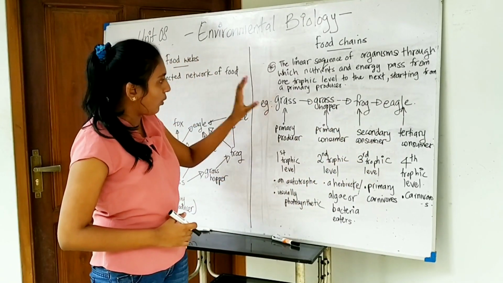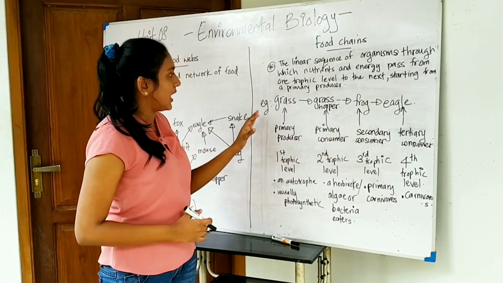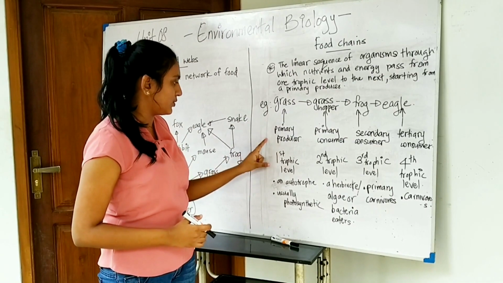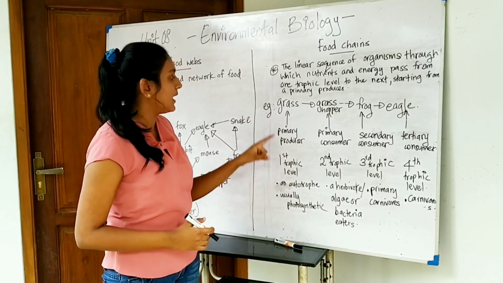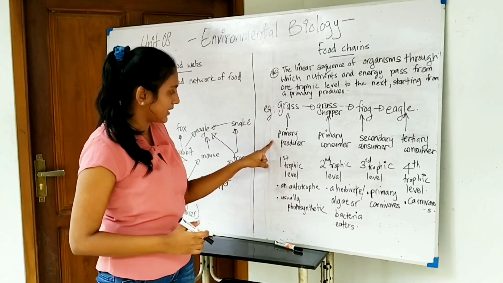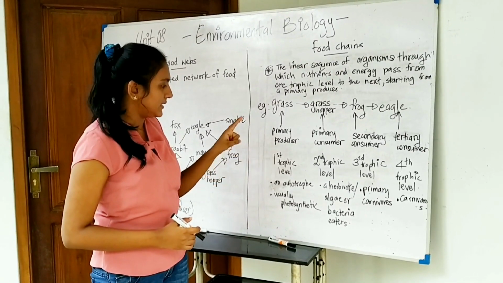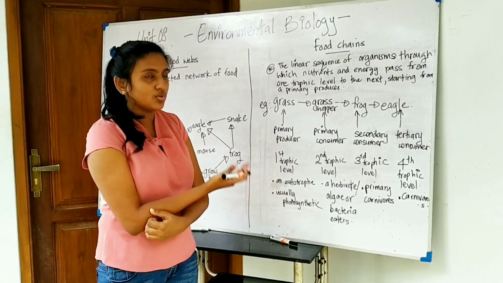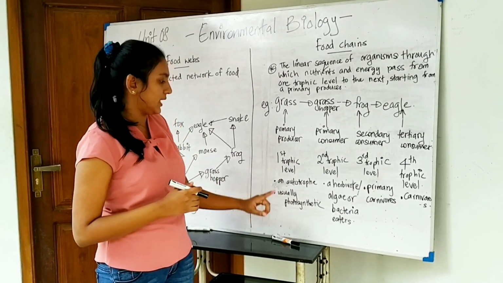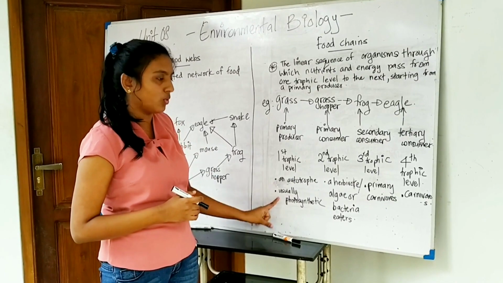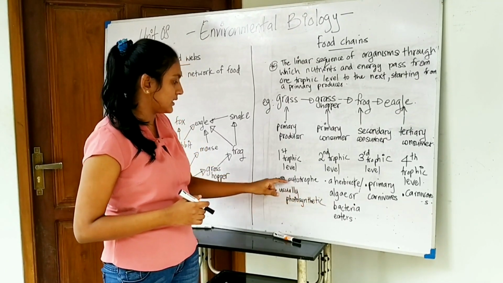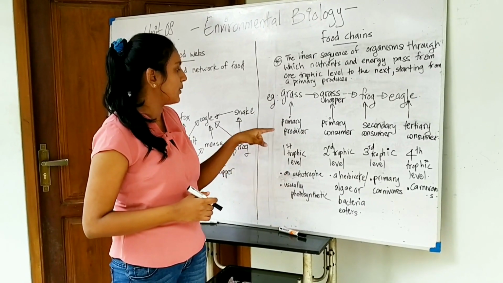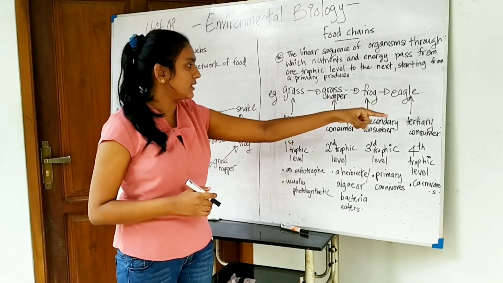Every food chain starts with a primary producer. So the first trophic level is always a primary producer. Basically, a primary producer is an autotroph. It's definitely an autotroph. It might be a photoautotroph or a chemoautotroph, but in most cases it is a photoautotroph, it is photosynthetic. So grass is also a photosynthetic autotroph, which is the primary producer in this food chain.